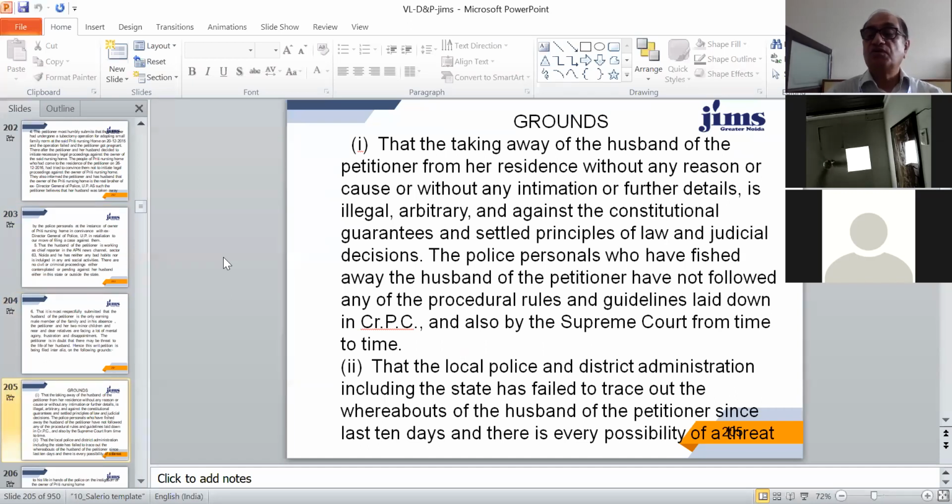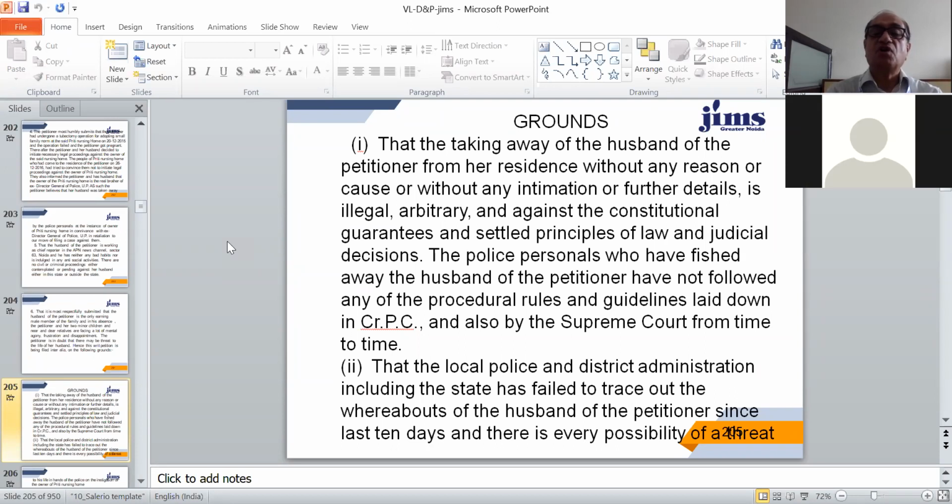So now you will mention the grounds of your writ one by one. The first ground is that the taking away of the husband of the petitioner from her residence without any reason, cause, or any intimation or further details is illegal, arbitrary, and against the constitutional guarantees and settled principles of law and judicial decisions. The police personnel who have taken away the husband of the petitioner have not followed any of the procedure, rules, guidelines as laid down in the CrPC and also laid down by the Supreme Court from time to time.